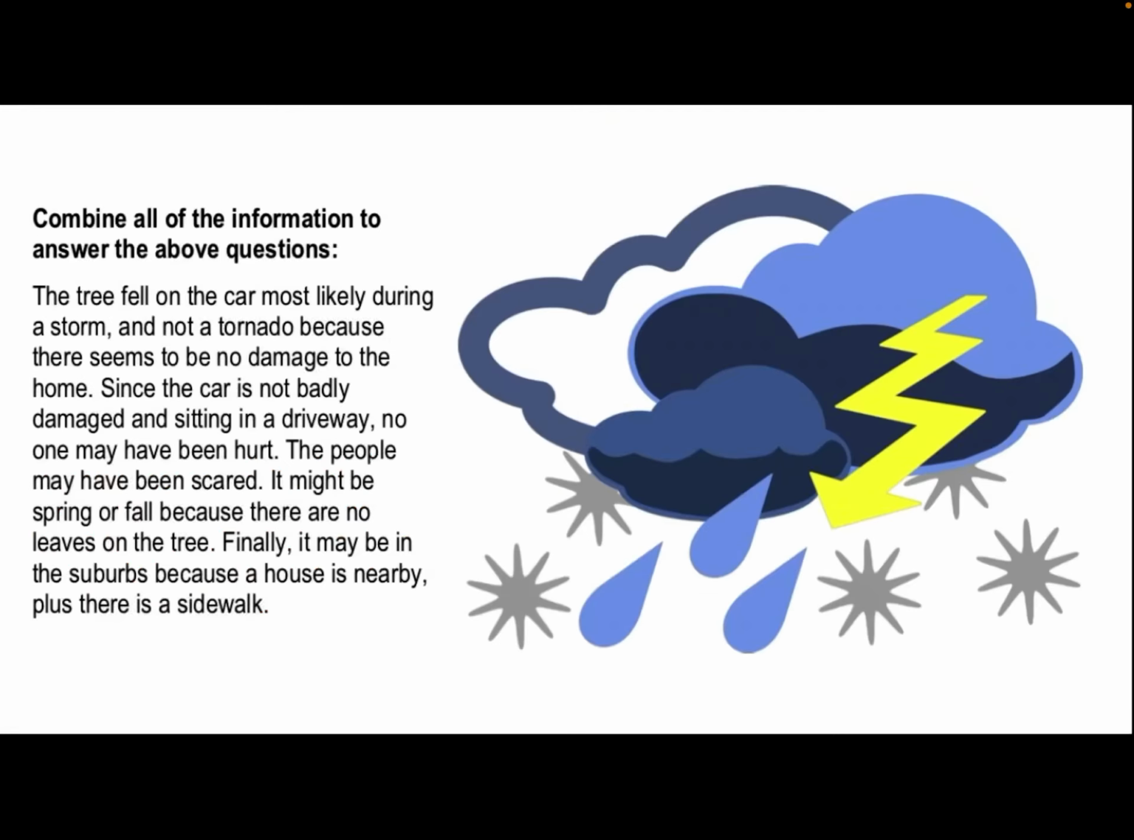So moving on. We're going to combine all of the information to answer the questions on the last slide. The tree fell on the car most likely during a storm and not a tornado because there seems to be no damage to the home or really other areas around it. Since the car is not badly damaged and sitting in a driveway, no one may have been hurt. So it seems like everybody was probably out of the car and in the house already. The people may have been scared, right? Because that is a big tree on their car.